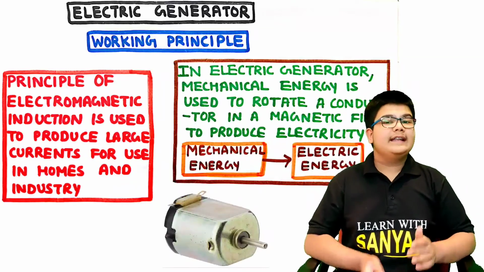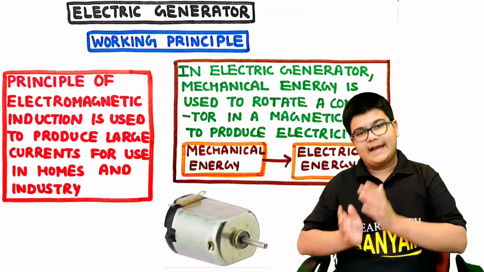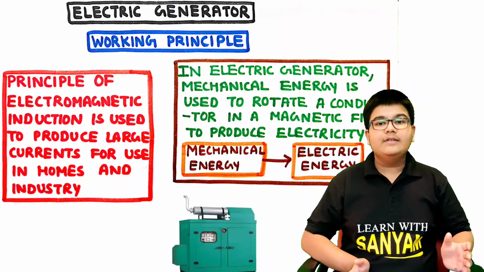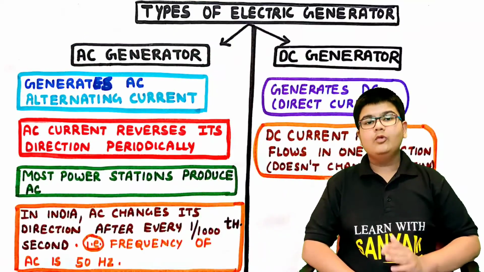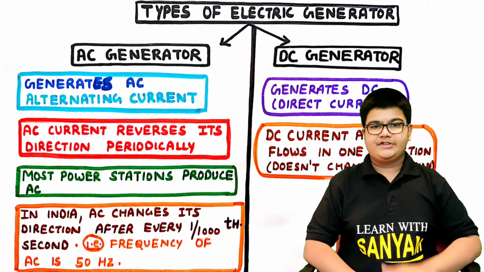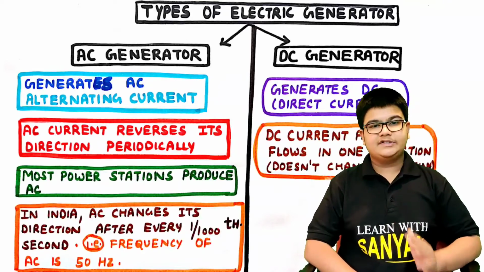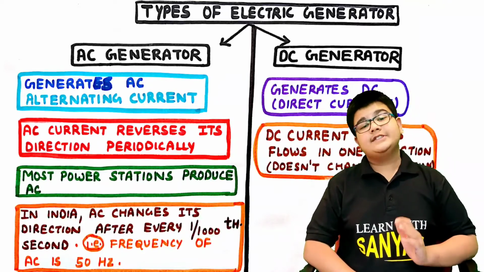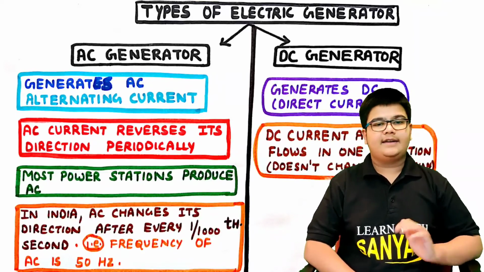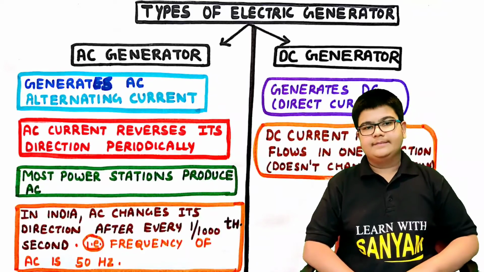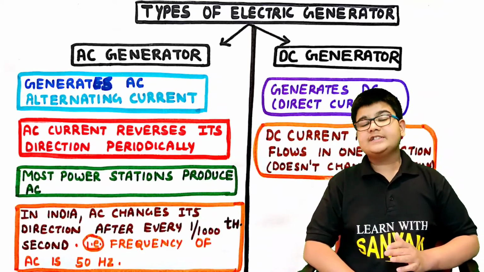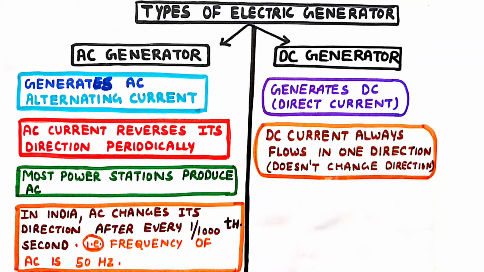In an electric motor, electrical energy was being converted into mechanical energy, while in an electrical generator, mechanical energy is converted into electric energy. Now, there are two types of generators, AC generators and DC generators. AC generators generate AC or alternating current, while DC generators generate DC or direct current. AC current reverses its direction periodically, while DC current always flows in one direction. It doesn't change its direction.